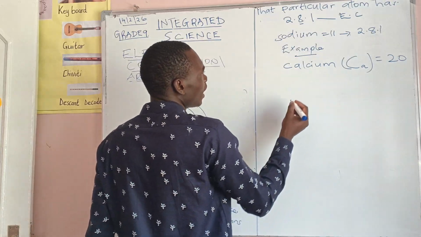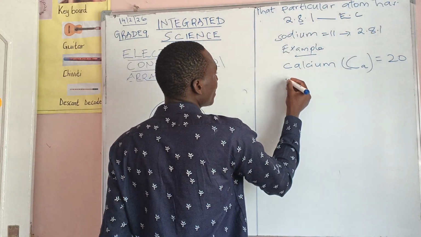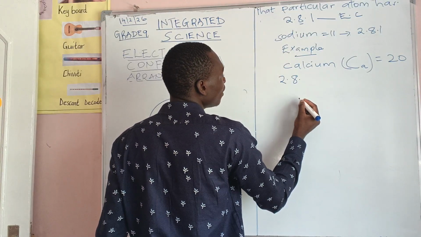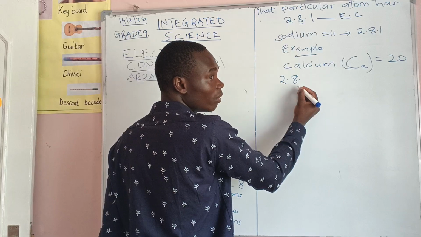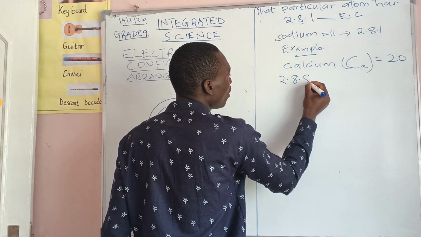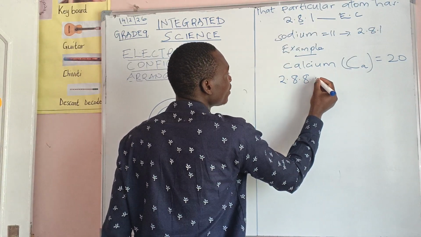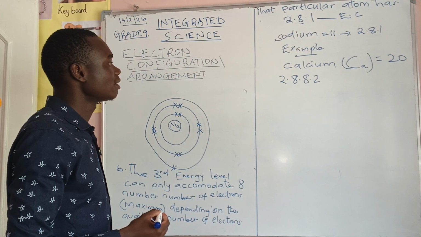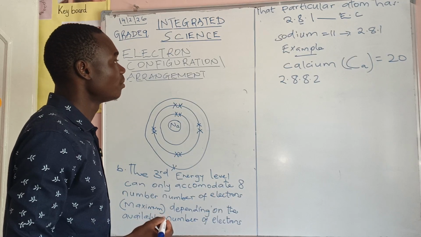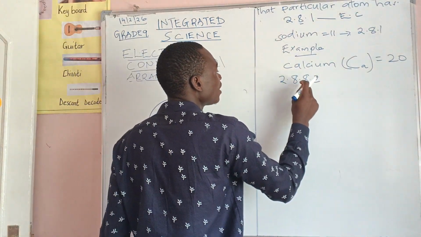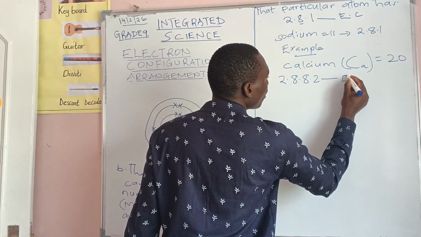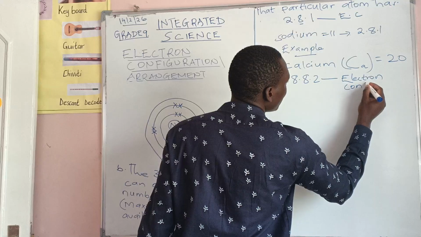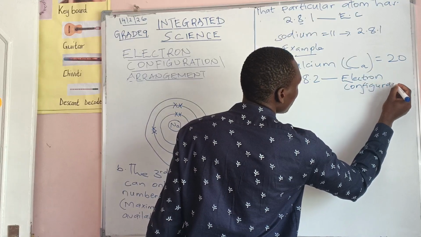Now, calcium is number 20. The electronic configuration will be: the first is 2, the second is 8, 2 plus 8 is 10. We still have 10 more. The third is 8. So what remains is 2. So we have 2, 8, 8, 2. This is the electron configuration.